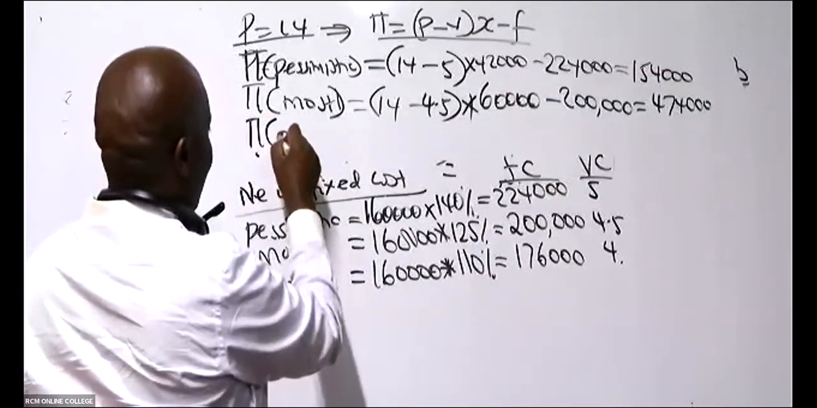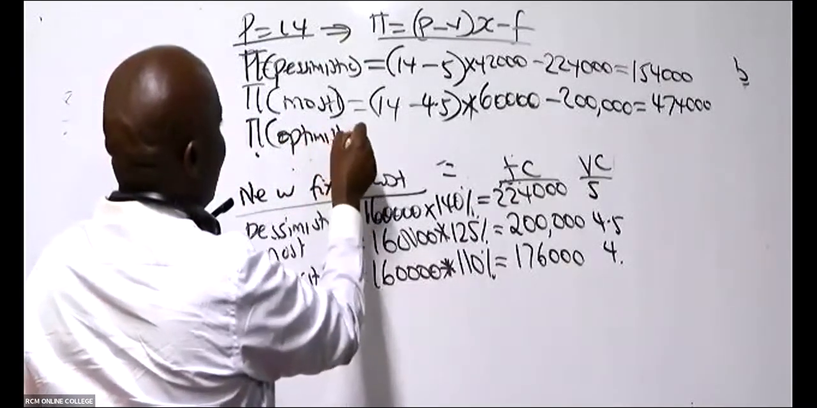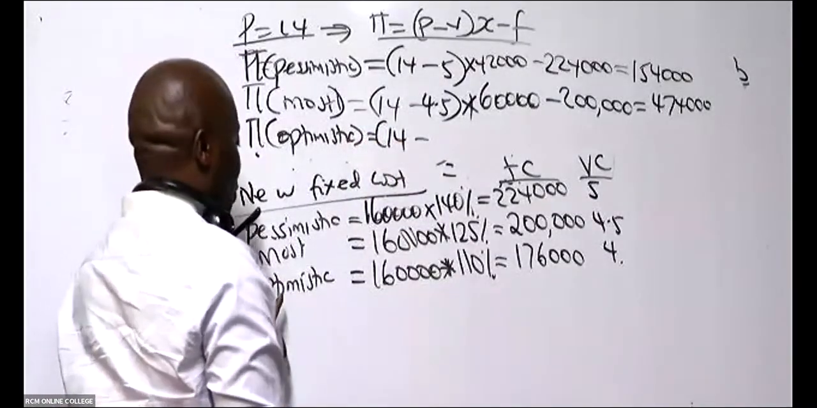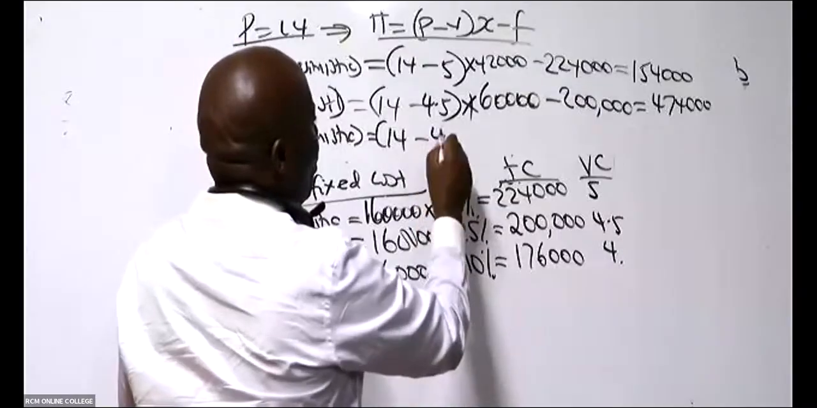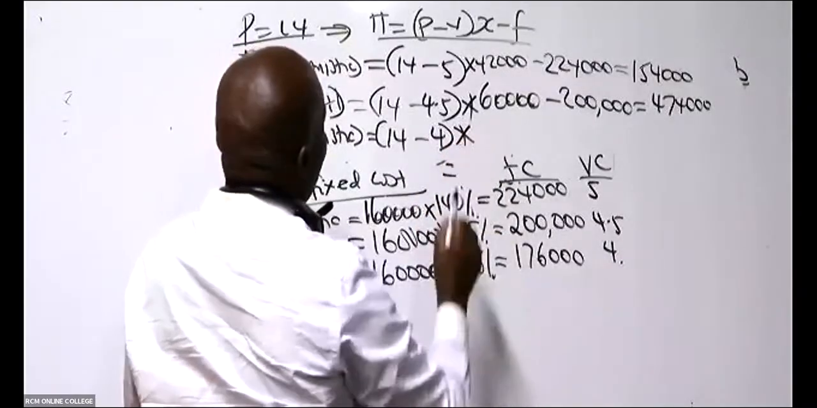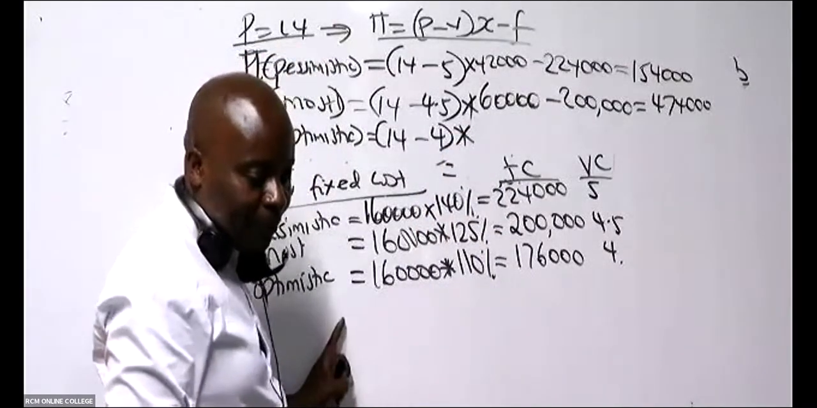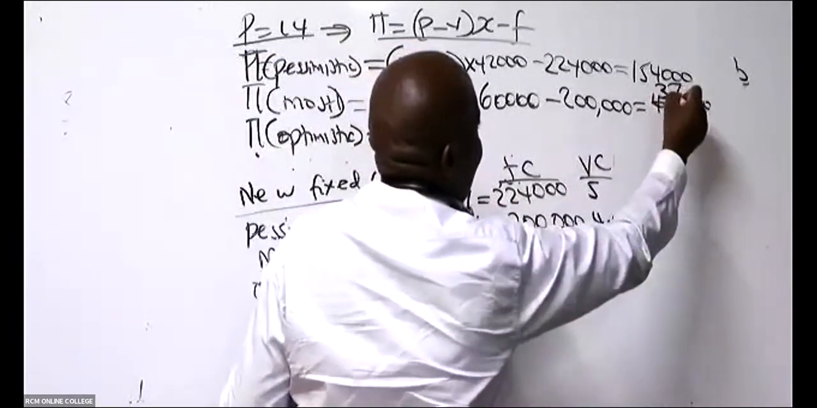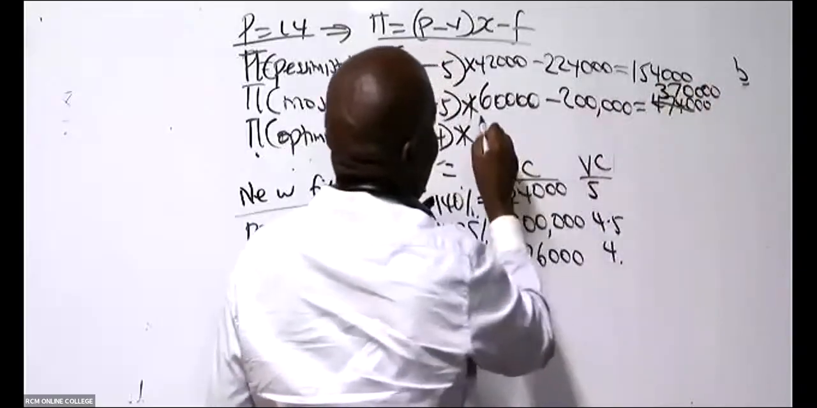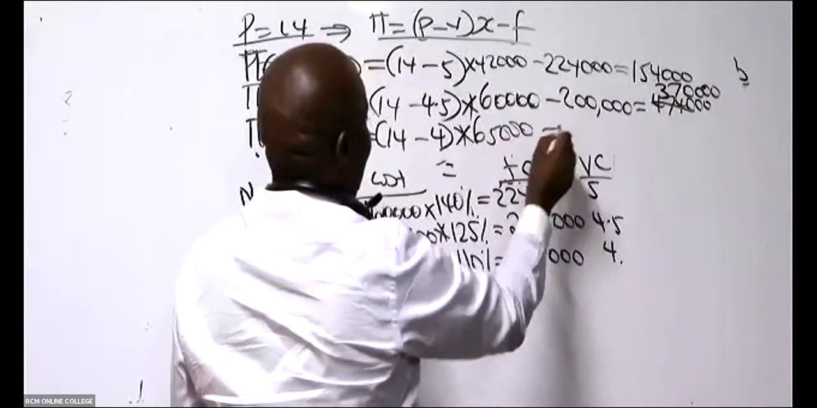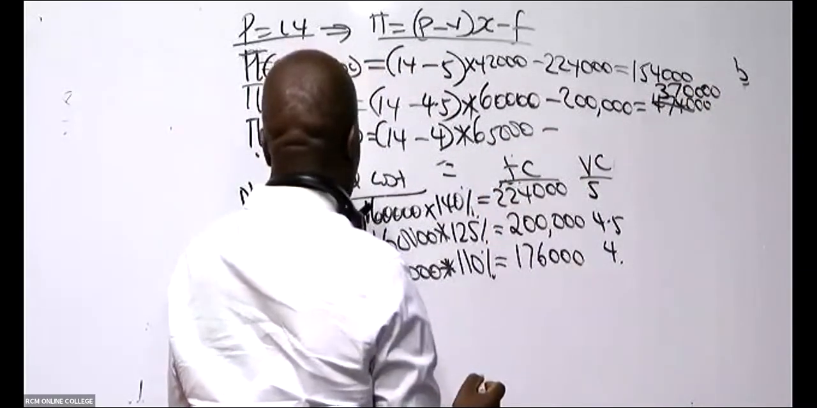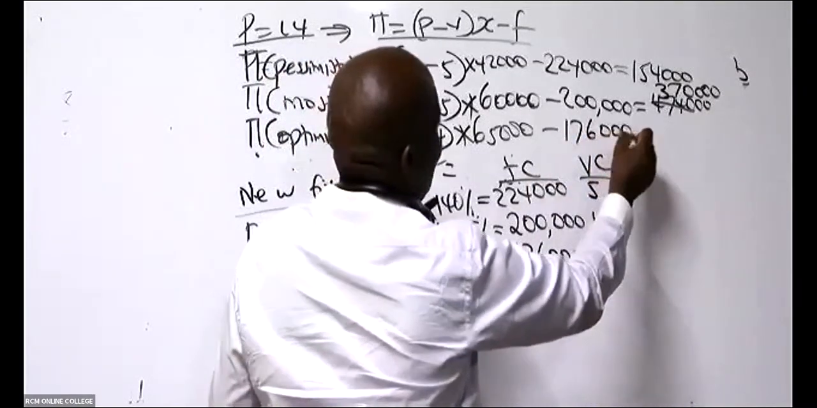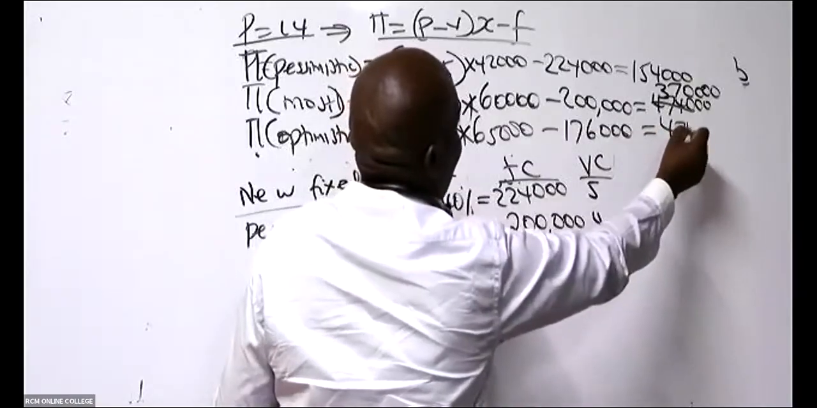So optimistic, ladies and gentlemen, we have here 14. The optimistic variable cost is 4. How about the quantity here at 14? Millie G has given me this as 370. And this is 5,000 minus optimistic, ladies and gentlemen, which happens to be 176,000. So this is how they got that figure.